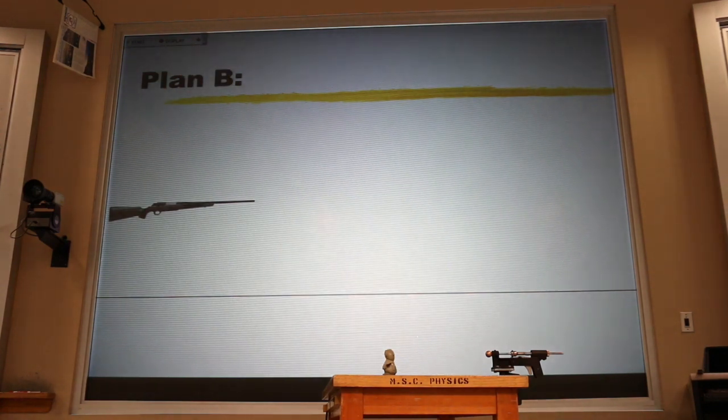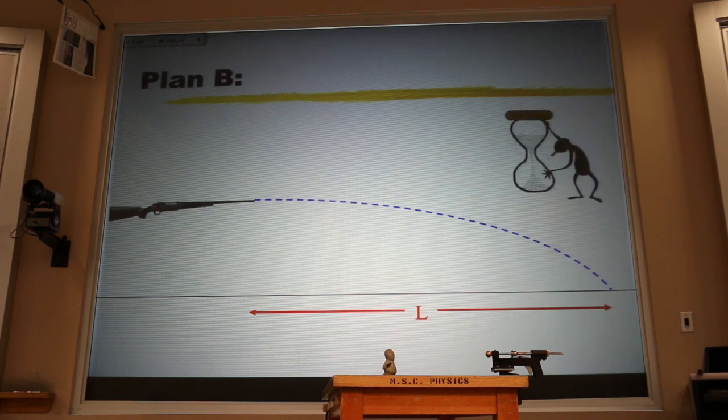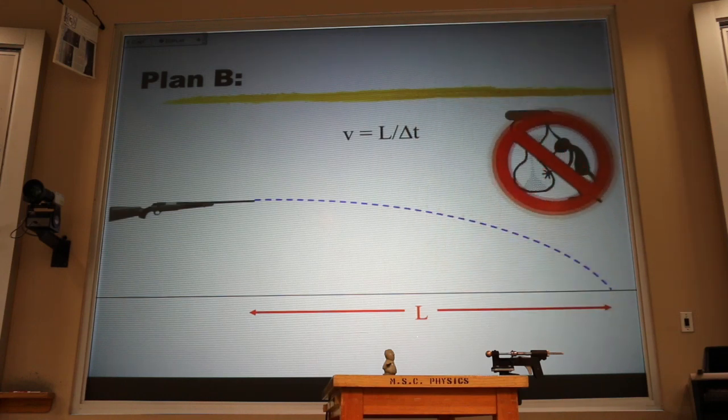So let's talk about the kinematics approach that was presented by this gentleman over here. If we fire the gun horizontally and measure the distance and then divide by the time, we would have the horizontal velocity, which is the original velocity. That's what it left the barrel with. Now, that time is going to be hard to measure because it happens pretty quickly.